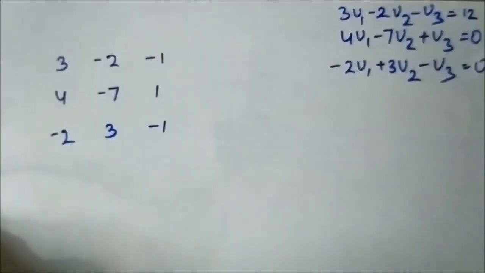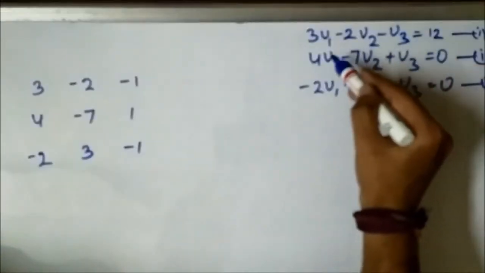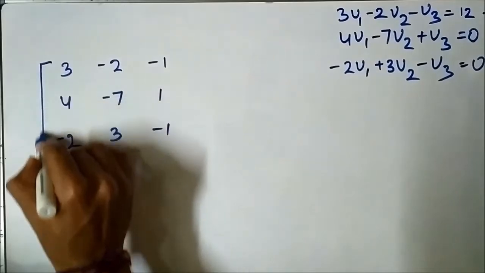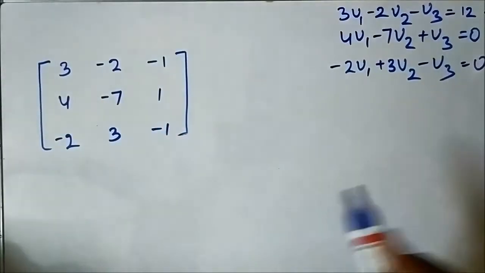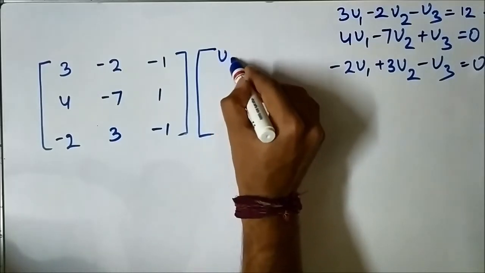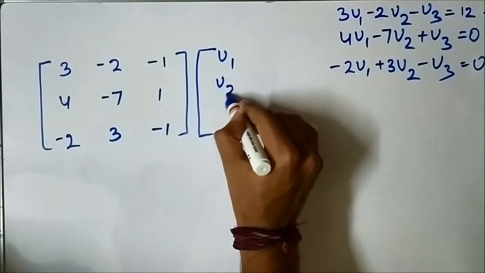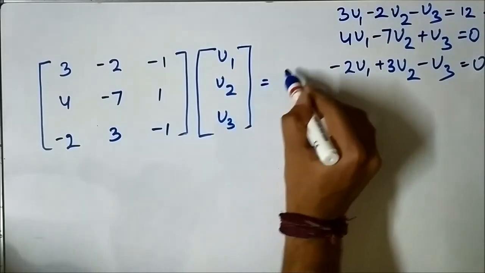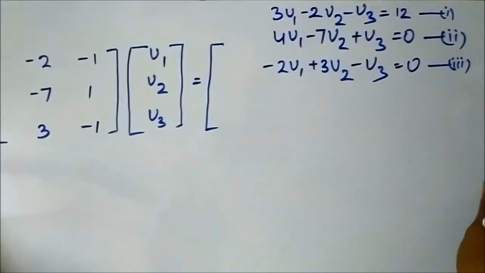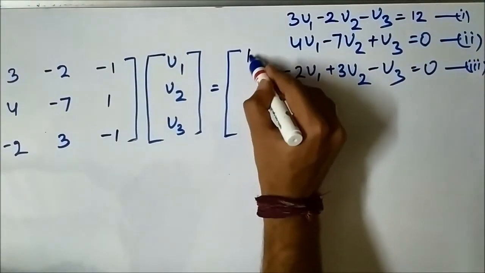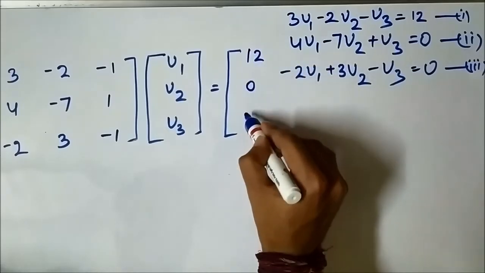So what I am doing is I am writing just the coefficients of v1, v2 and v3 in the matrix. Okay, now the three variables are the three nodal voltages v1, v2, v3, and the constants are 12 0 0.